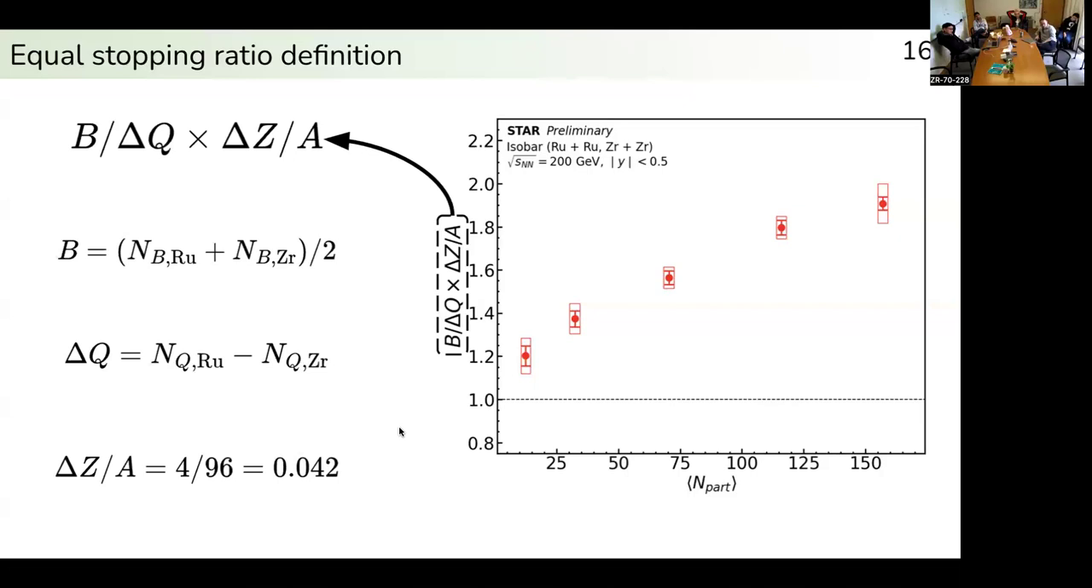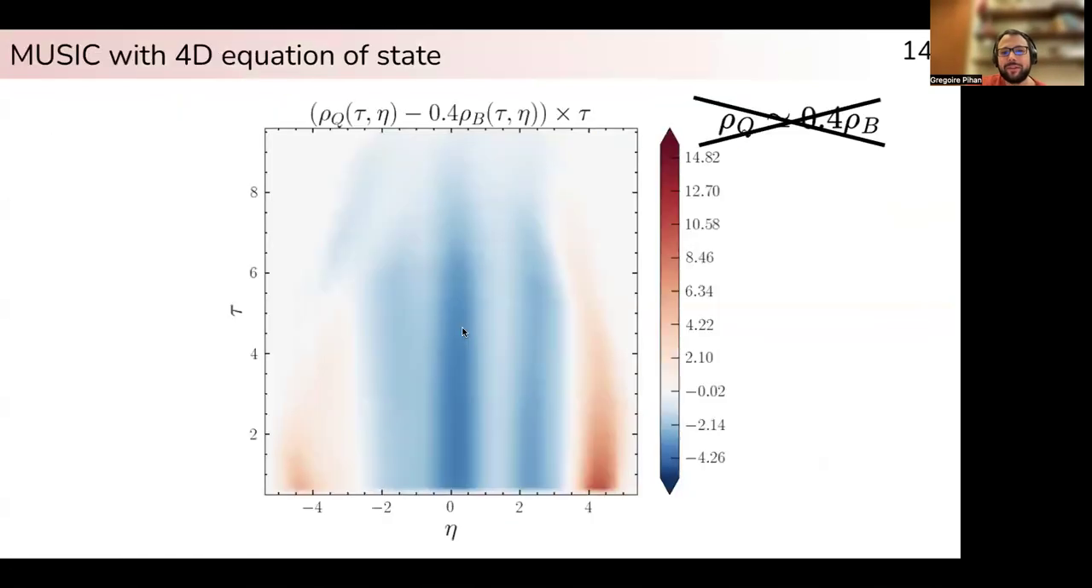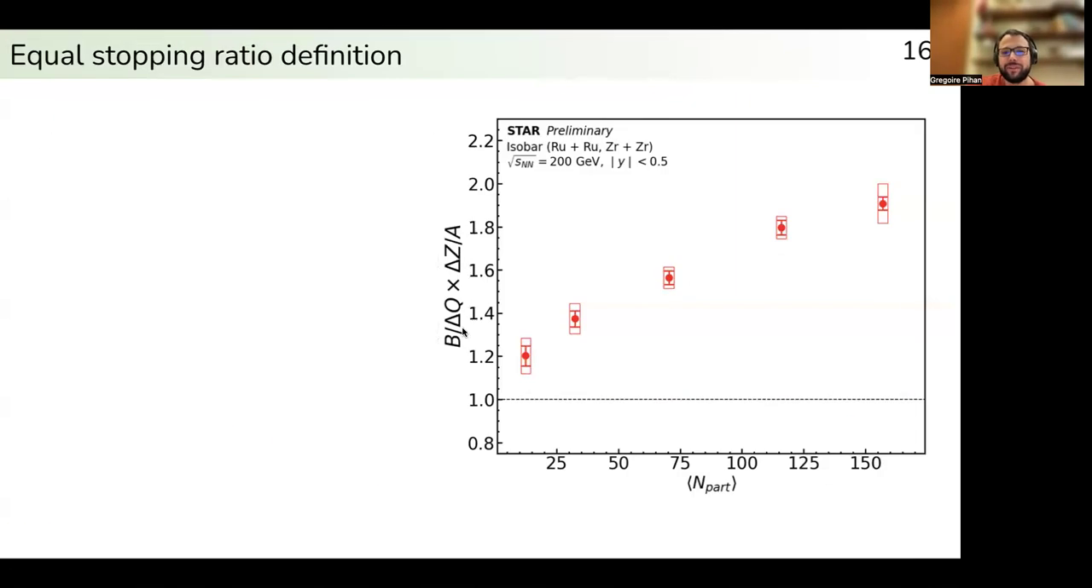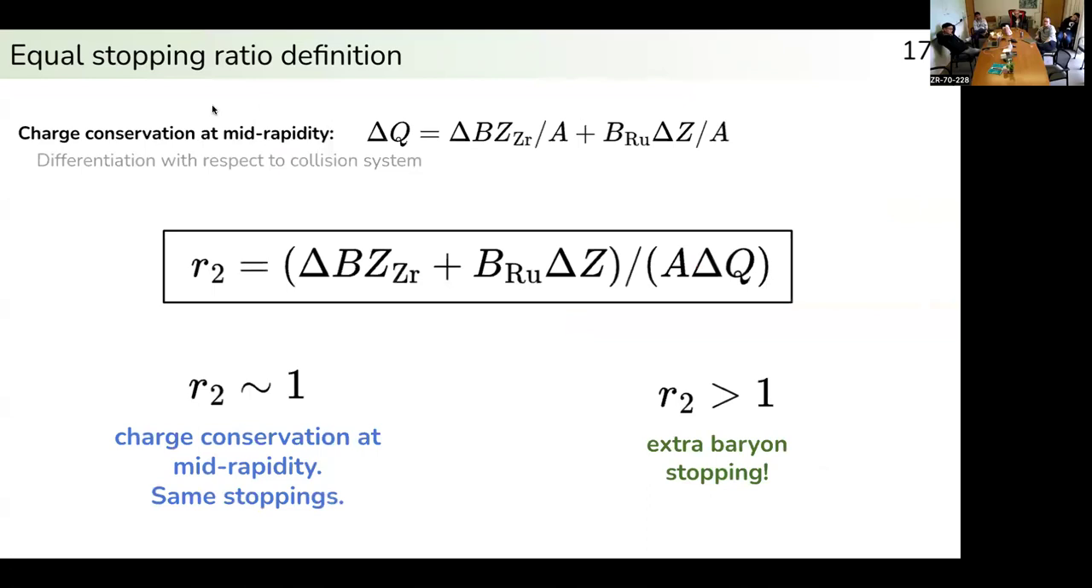I misunderstood. I thought that delta Q is actually just the net charge in any collision, but you're talking about the difference between two different isotopes. Yes. So basically, this is really to cancel some systematics between those two. Yes, I will describe it now. It's a very strange way to define it. No, I will explain why.